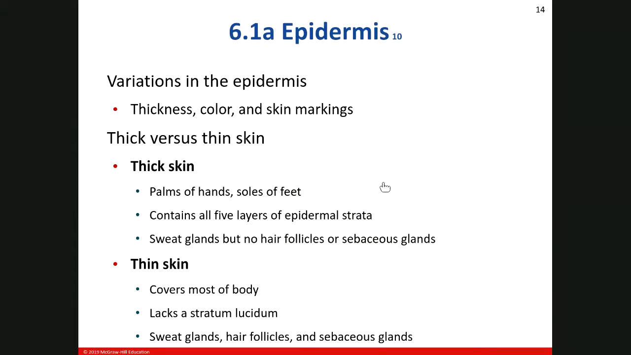So a couple different things that we notice on the epidermis. One is its thickness. Also the color and the skin markings. So know the difference between thick and thin skin and where to find it. This is an important understanding that I need you to understand.